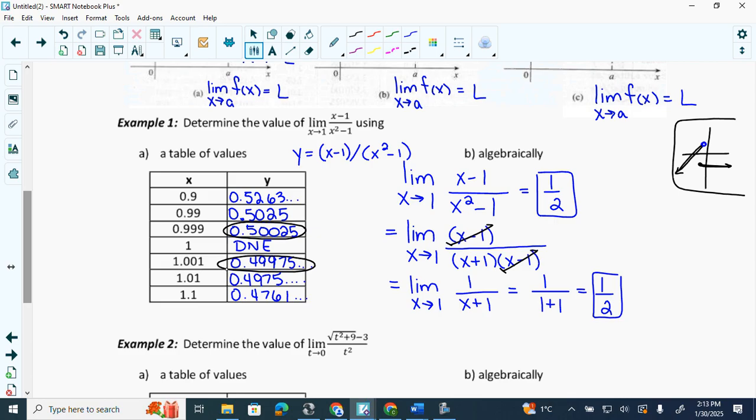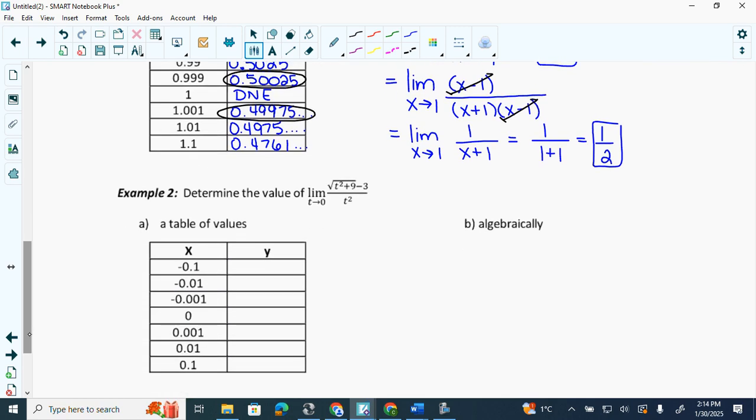And from the right, it's a little bit lower, right? But they're reaching at 0.5 situations. Both of these are showing that it's 1/2, though, that they're getting closer and closer to, right? Okay. For this next one, I wanted to get close to 0. 0 is an issue, though, because 0 squared is going to be 0, right? So I know that on my table of values, this is going to be D and E.